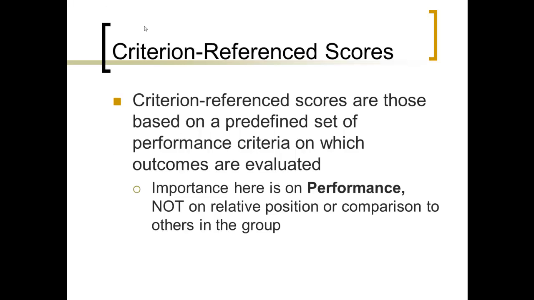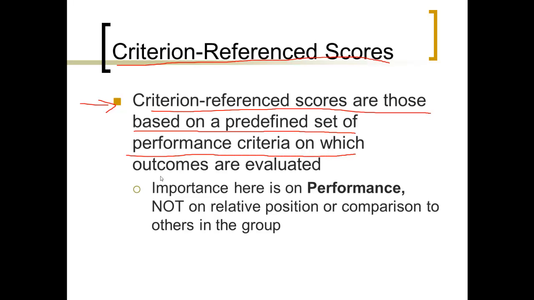And so, criterion referenced scores. Criterion referenced scores are scores based on a predefined set of performance criteria on which outcomes are evaluated. So if you're testing somebody, you need to know up front what kind of performance criteria you're going to evaluate those scores from.